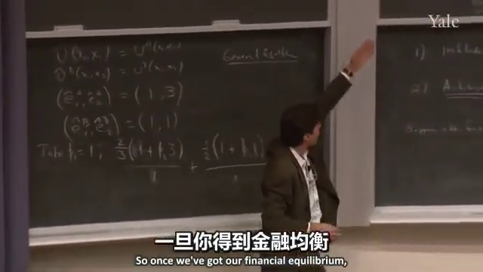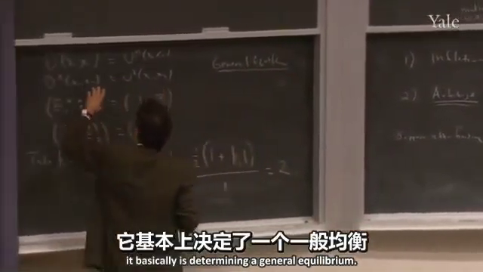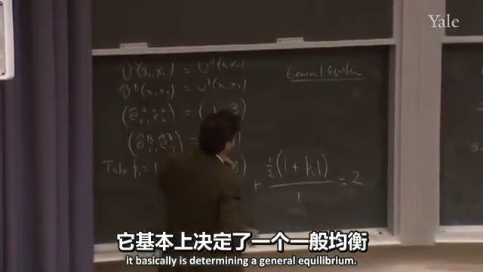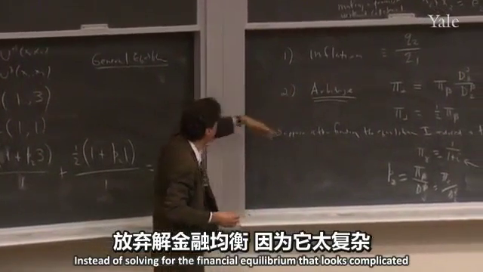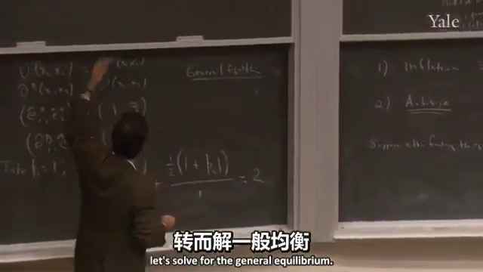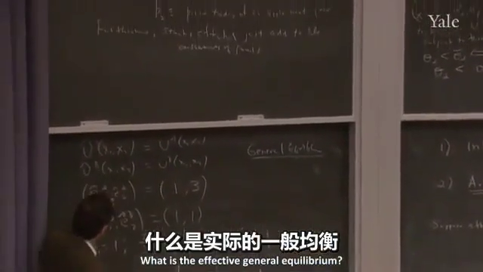So once we've got our financial equilibrium, it basically is determining a general equilibrium. So let's go backwards. Instead of solving for the financial equilibrium, that looks complicated, let's solve for the general equilibrium. What is the effect of general equilibrium?